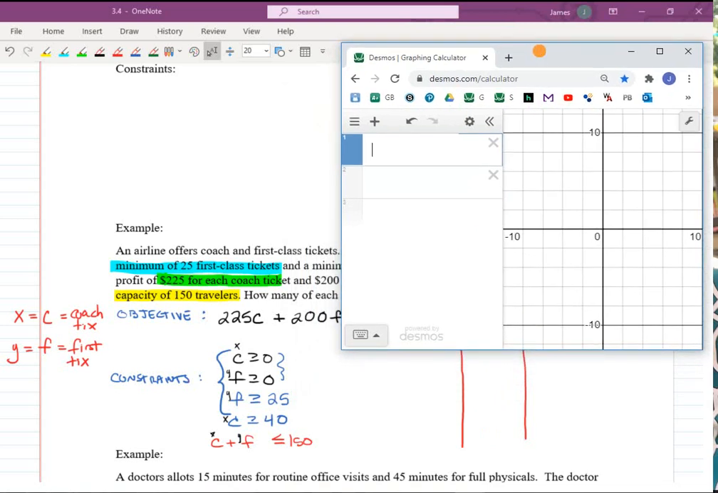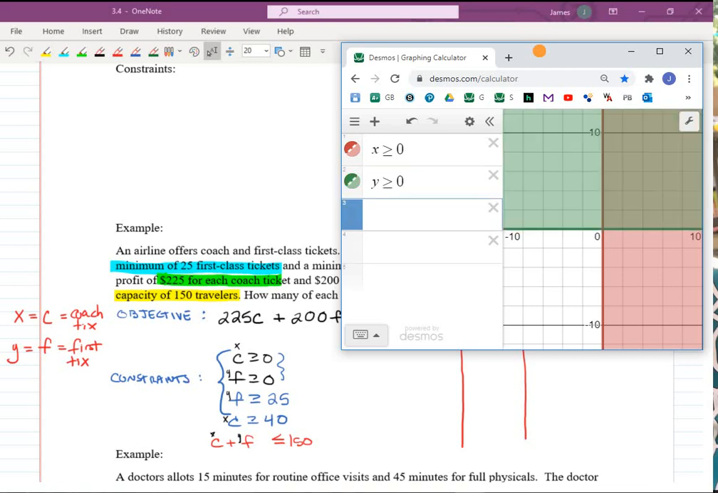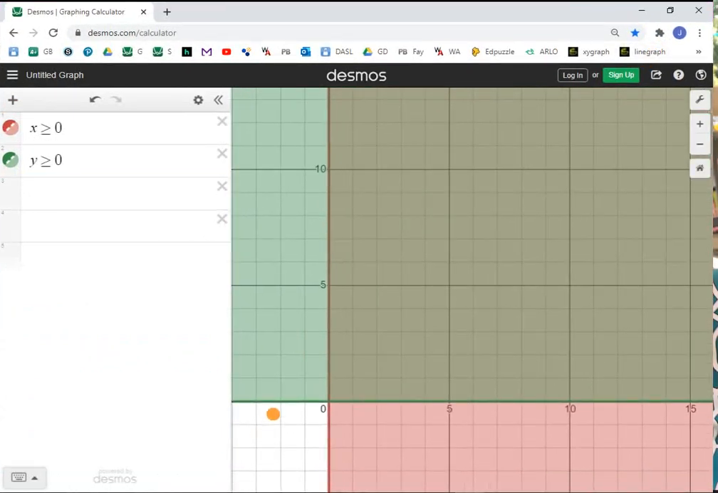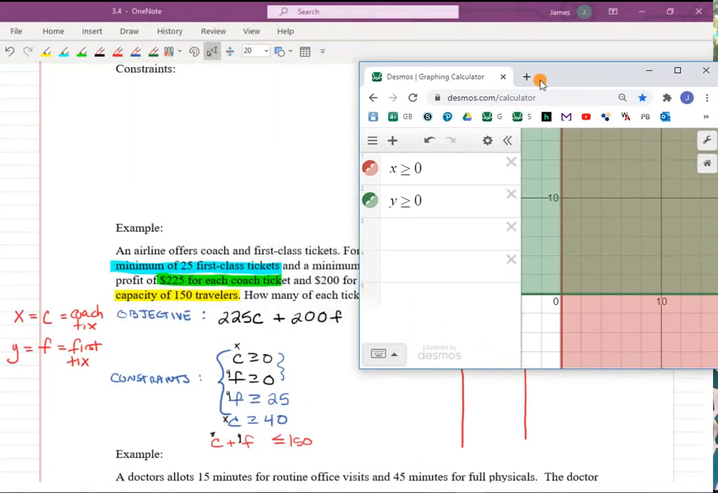So I'm going to type in X is greater than or equal to 0. I'm going to say Y has to be greater than or equal to 0. Okay. And we can see where they overlap, right? Where are they overlapping? They're overlapping in the first quadrant, yes? Okay. Then we're going to type in that Y had to be greater than or equal to 25. And that X had to be greater than or equal to 40.